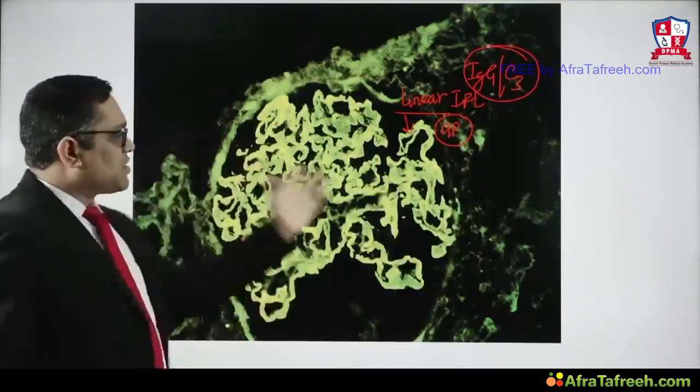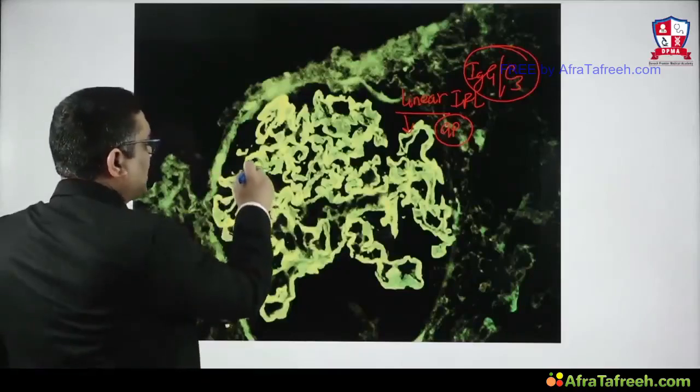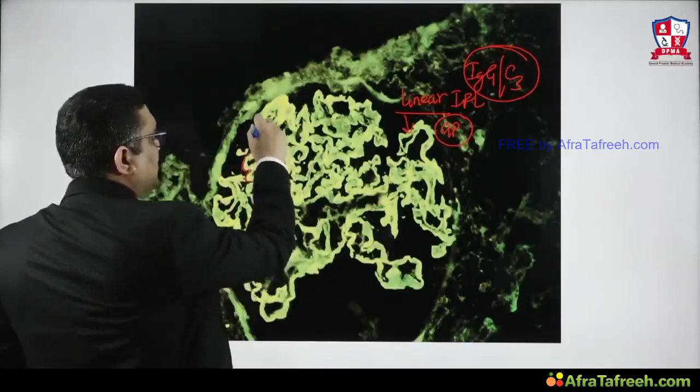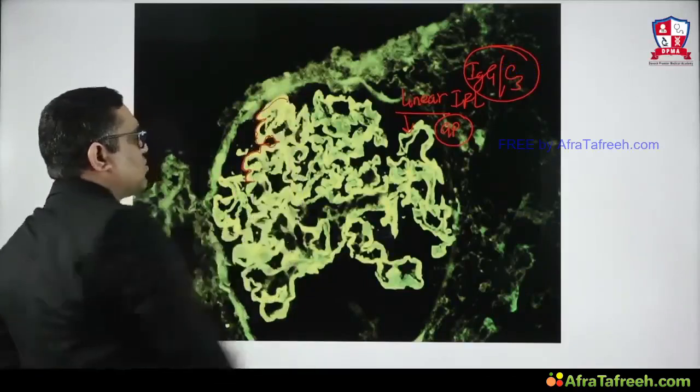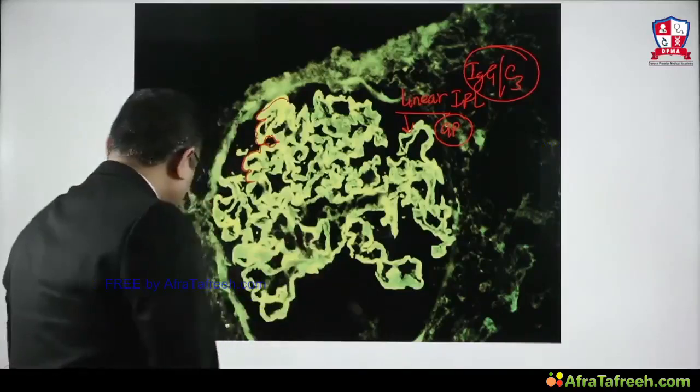So this is the linear pattern of immunofluorescence. You can see a linear line-like, homogeneous green. It is not granular, it is homogeneous, the same color, yellowish green. So linear, homogeneous green immunofluorescence is suggestive of Goodpasture syndrome, right?